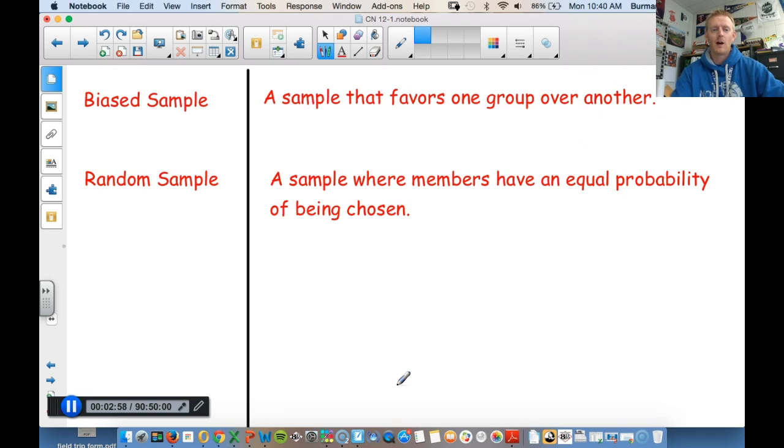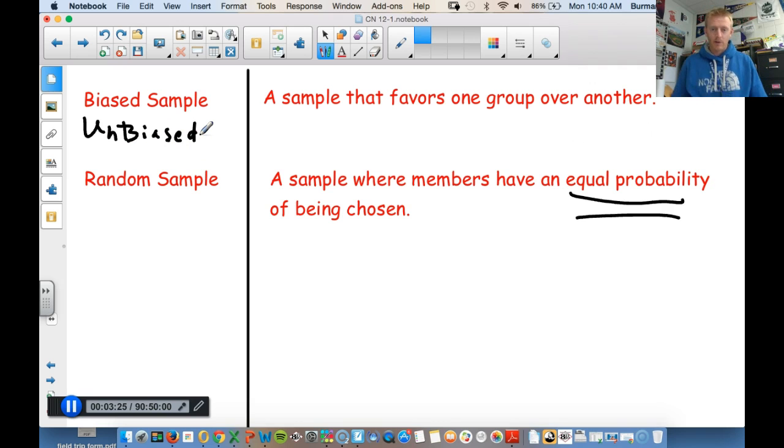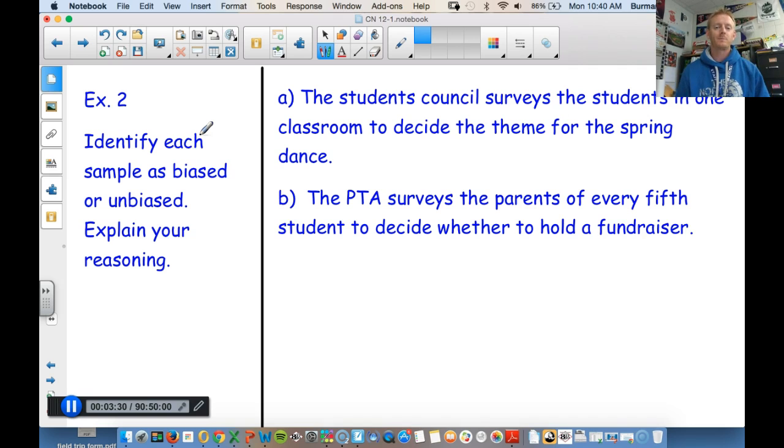Wonderful. Let's move on. Now, there are certain things that make things biased. Hopefully you've heard of this word biased before. It's a type of sample that favors one group over another. And then a random sample would be a sample where the members have an equal opportunity or equal probability of being chosen. So if a biased sample favors one group, unbiased does not favor. So we got to understand the difference between what makes something biased or something unbiased. All right, let's move on.